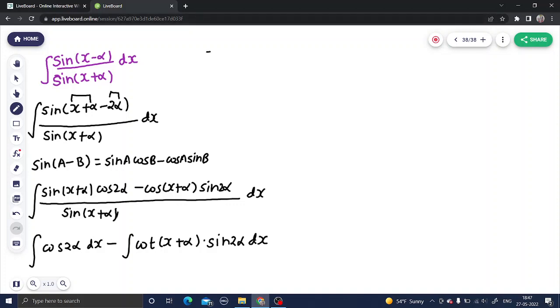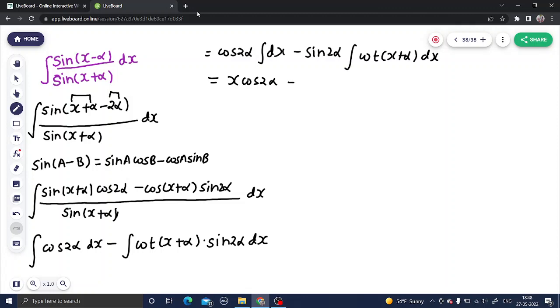Now cos 2 alpha is a constant, so I can take that out. I simply get the integral of dx minus sine 2 alpha, which is also a constant, I can take that out also. I will get cot of x plus alpha. Integration of dx is x, so I will get x cos 2 alpha. Integration of cot of a linear thing: if you substitute x plus alpha as t, you will simply get dx equals dt. Because this is linear, I can directly rewrite this, treating this entire thing as x only. So this sine 2 alpha as it is, and integration of this is log sine of x plus alpha plus a constant c.